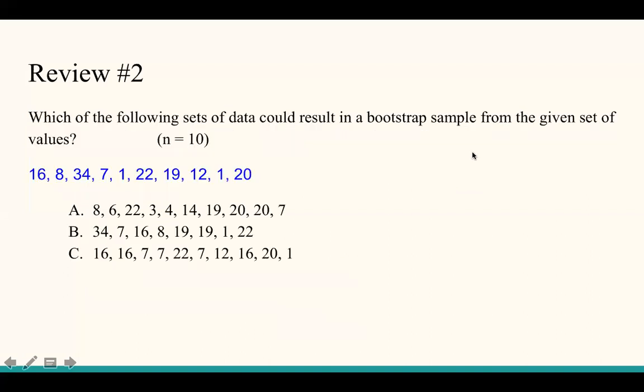Okay, so the next question is about a bootstrap sample. I'll just review some of the things I said before. This question asks, which of the following sets of data could result in a bootstrap sample from the given set of values? As before, I mentioned that the bootstrap sample cannot be over or under n, it must equal n. It can use repeat values from the original sample, but it cannot use values outside of the original sample. So go ahead, take a few seconds, think that over. If you get an answer, type it in the chat box. I'll go over it soon.